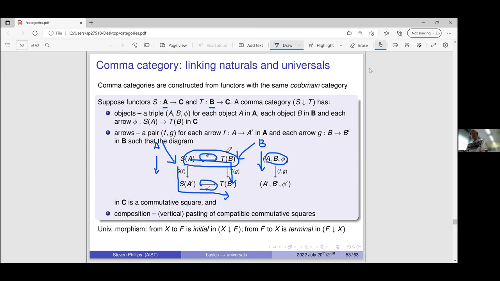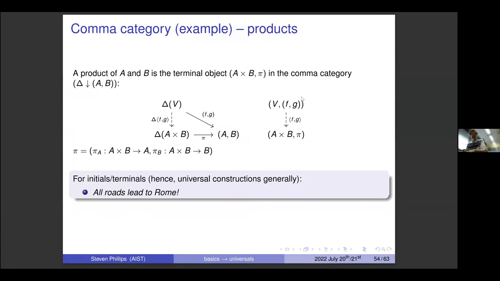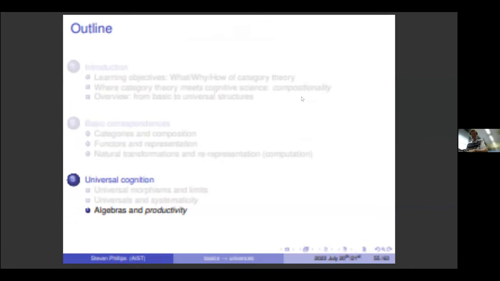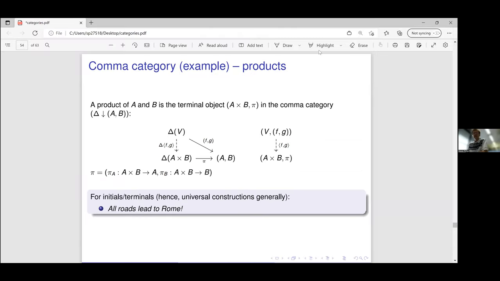And to make this even more concrete, or tie this back even further, this slide here. I'll skip that. Oh no, I won't. Sorry. And so in the context of comma categories, the product is actually what's called the final object, or the terminal object, in this scenario.